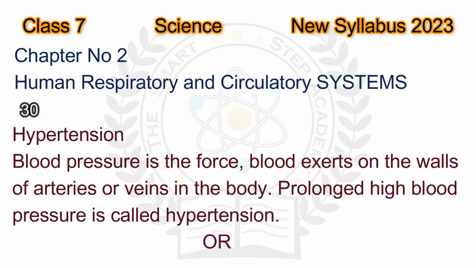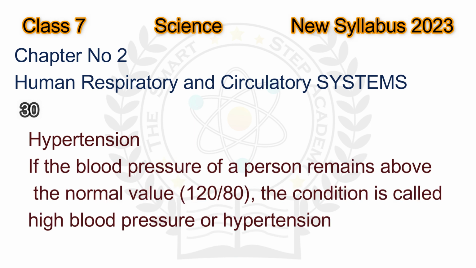Hypertension. Blood pressure is the force blood exerts on the walls of arteries or veins in the body. Prolonged high blood pressure is called hypertension. Or, if the blood pressure of a person remains above the normal value, the condition is called high blood pressure or hypertension.